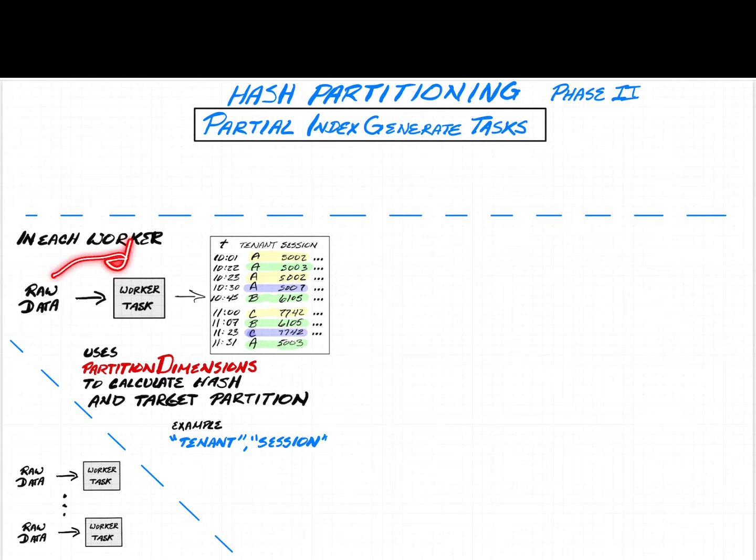Each worker task will parse the raw data, look at the partition dimensions that you've specified, and with the values that it sees in those partition dimensions, calculate a hash, and from that hash, calculate a target partition. So which of the shards that it's going to build will each of those hash values fall into, right? To describe this, we've color-coded it here, where we have 3 different colors that identify which partition each of these rows will end up in.